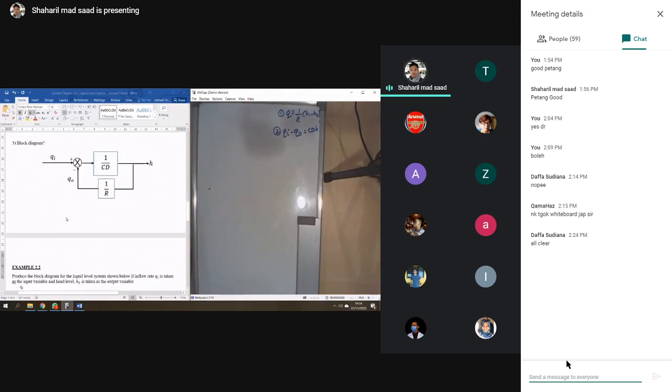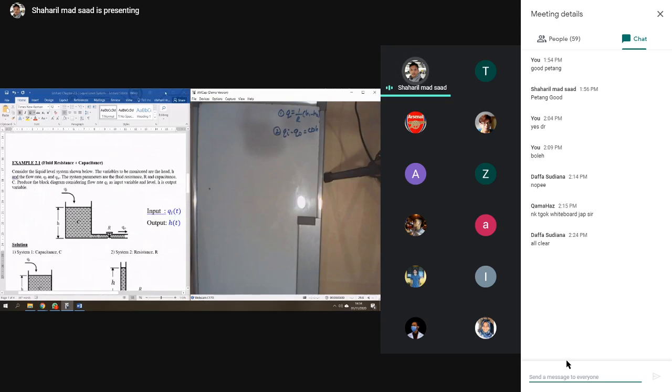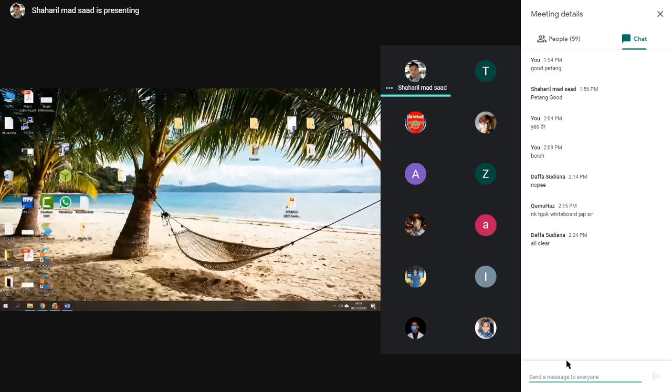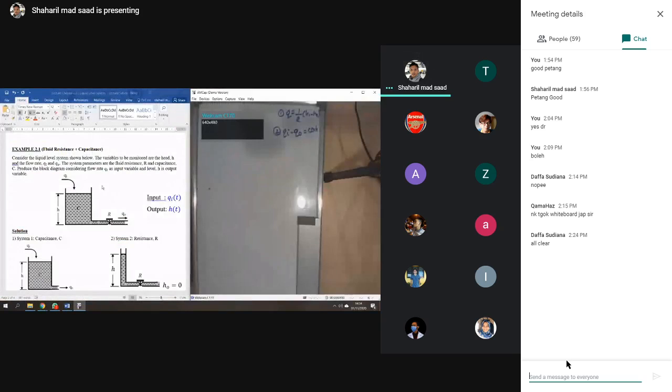Let's look at 1 or 2 examples. Example 2.1: consider the liquid level system shown below. The variables to be monitored are the head H, the height, and the flow rate Qi, and the output is Q naught. The system parameters are the fluid resistance R and capacitance C. Produce the block diagram considering flow rate Qi the input and the level H the output.